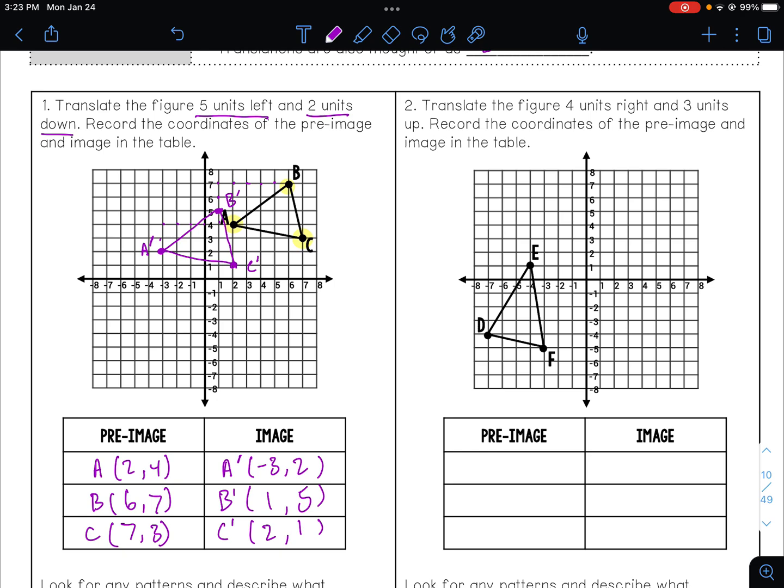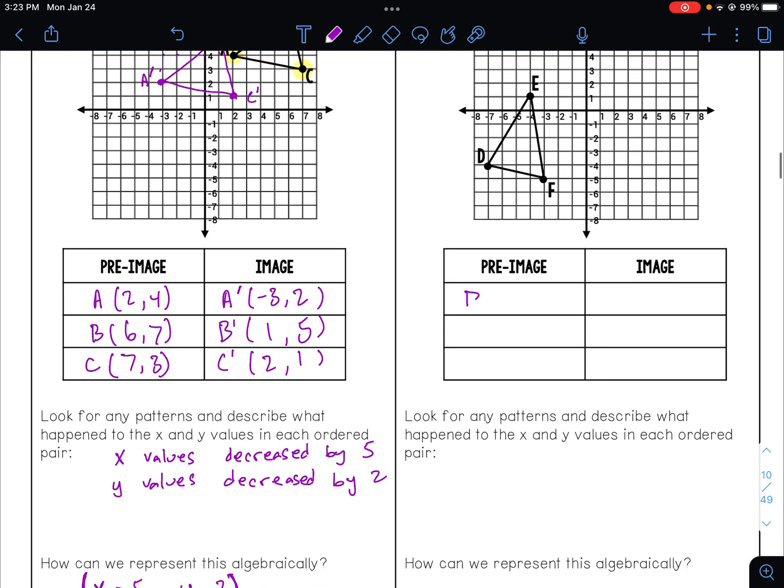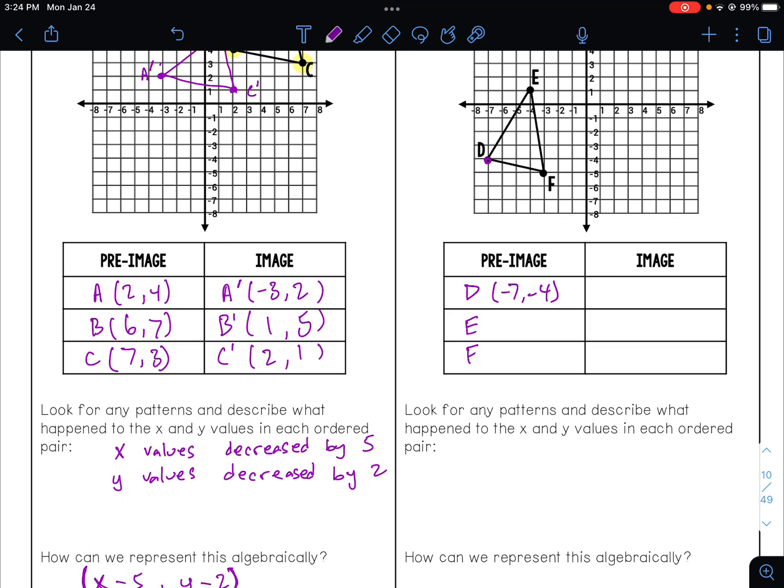So let's go ahead and write points D, E, and F. Point D is right over there. It is -7, -4. Let's look at E now, which is right over here. That is -4, +1. Then let's look at F, right there. -3, -5.